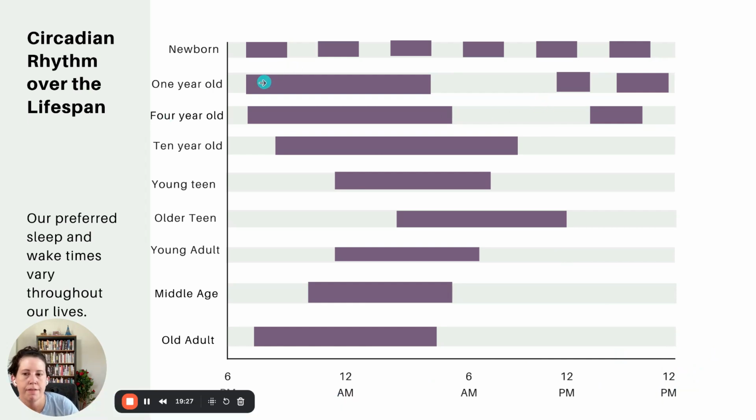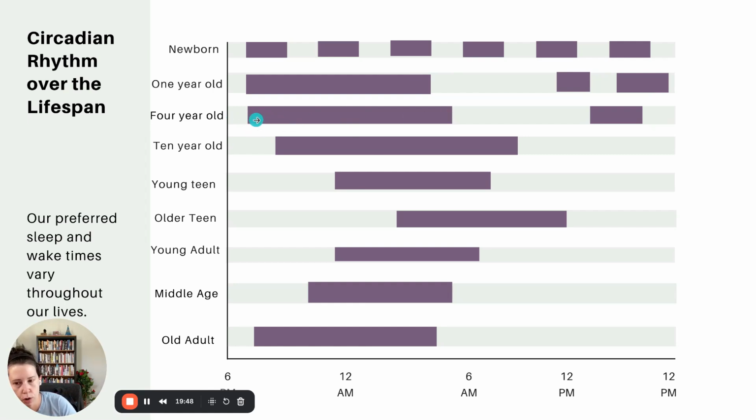So by the first year of life, the sleep is starting to consolidate into what most people's sleep looks like, a longish block at night. But a 1-year-old is still going to take one or two naps during the day. A 4-year-old, all right, now it's consolidating further. Now their overnight sleep is getting longer.